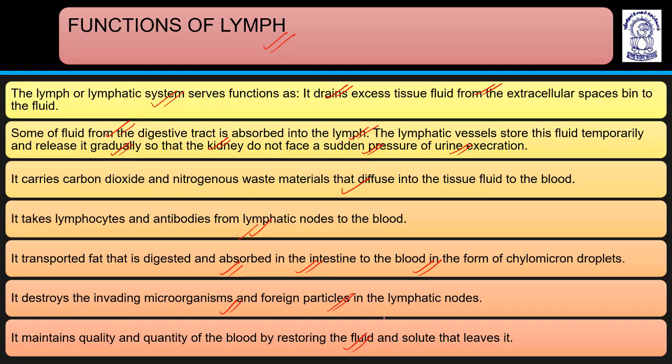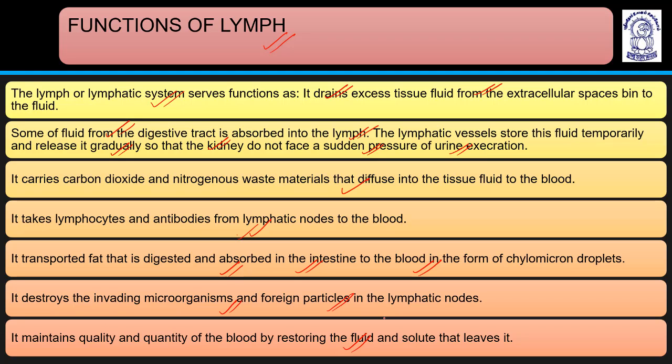So these are the functions of the lymph, in which the major function is that it carries carbon dioxide and nitrogenous waste material that diffuses into the tissue fluid to the body. It takes lymphocytes and antibodies from the lymphatic nodes to the blood. It helps in the transportation of fat that is digested and absorbed in the intestine to the blood in the form of chylomicron droplets.